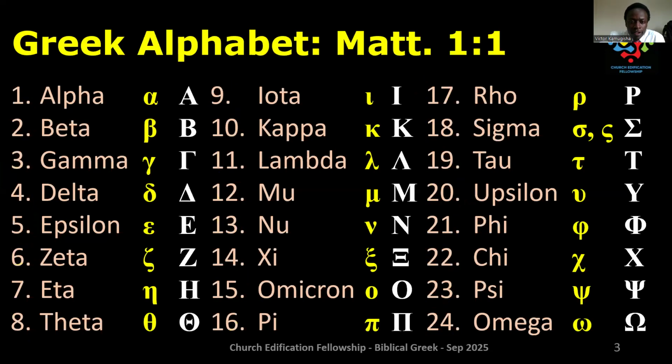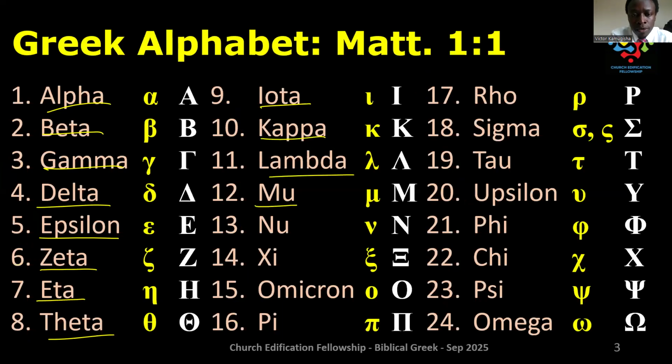Then having understood that there are 24, you must understand their names. Okay, you have alpha, beta, gamma, delta, epsilon, zeta, eta, theta, iota, kappa, lambda, mu, nu, xi, omicron, pi, rho, sigma, tau, upsilon, phi, chi, psi, omega.